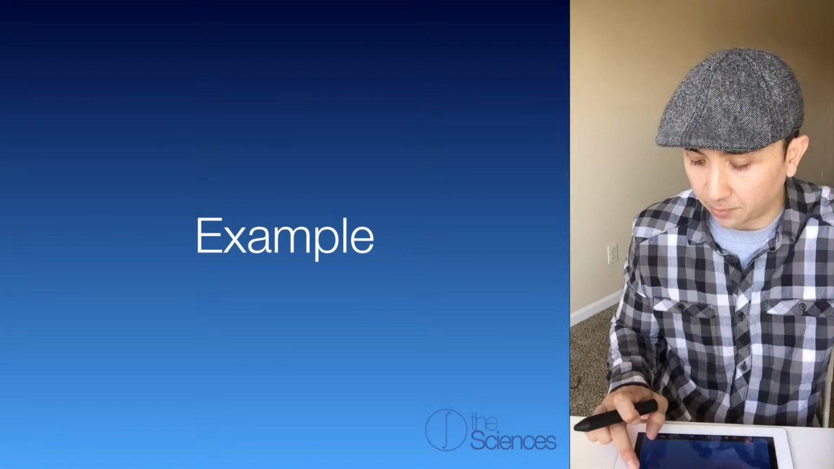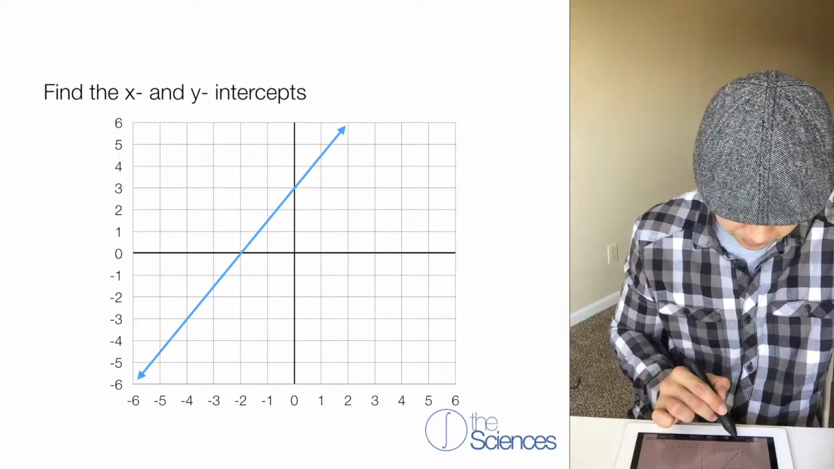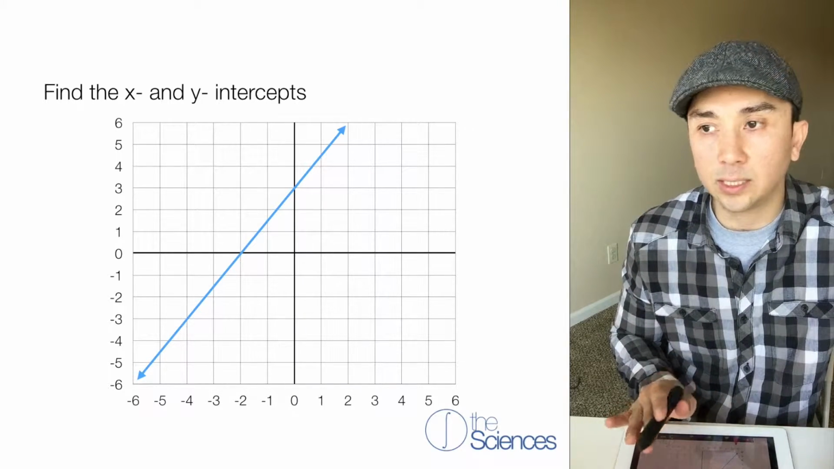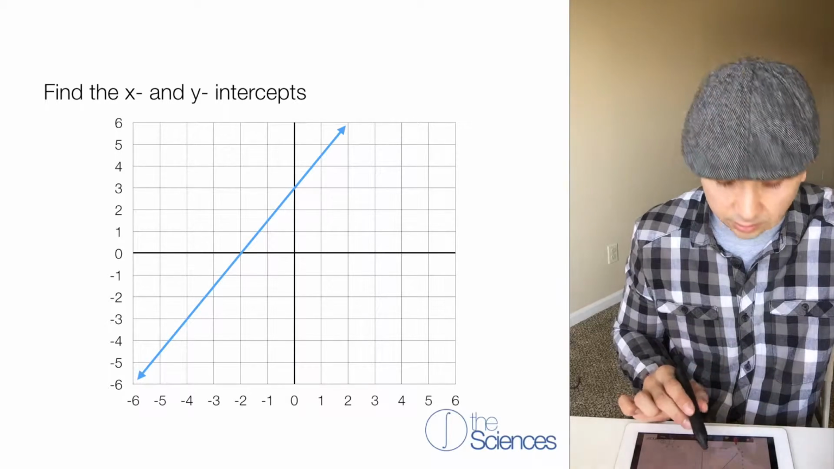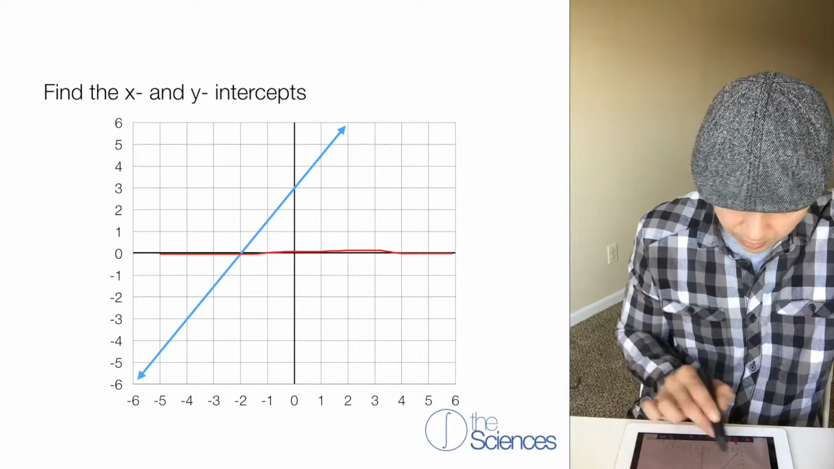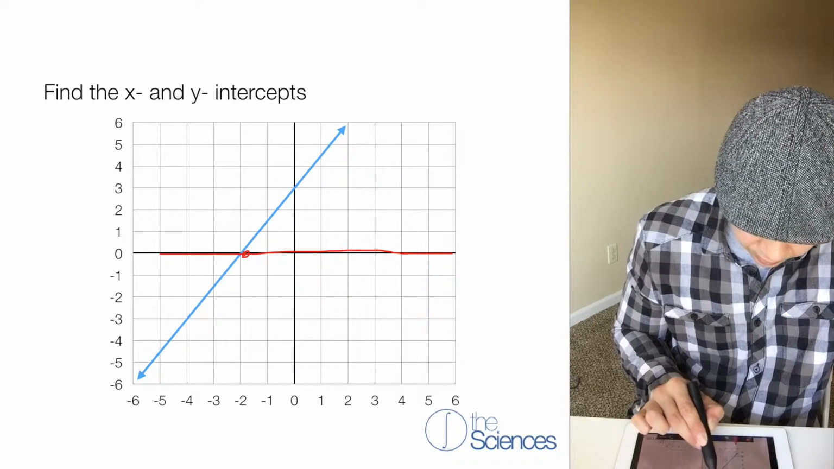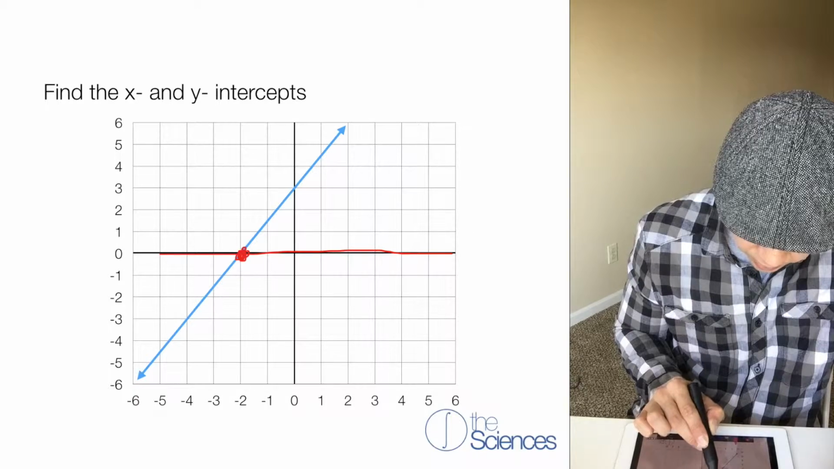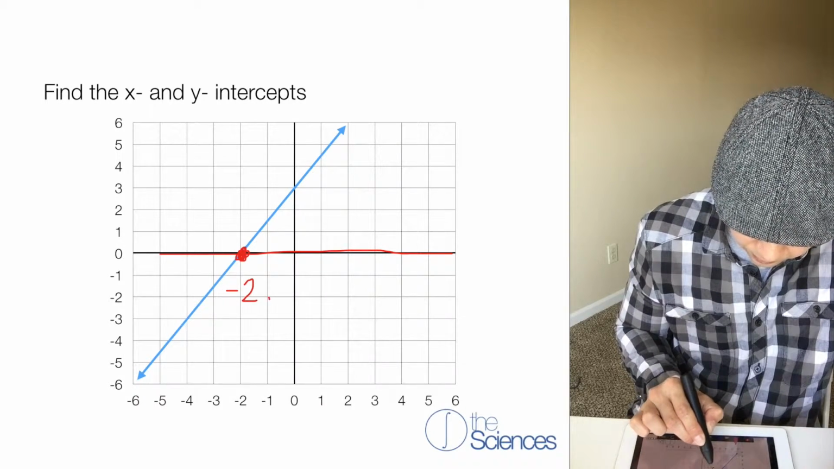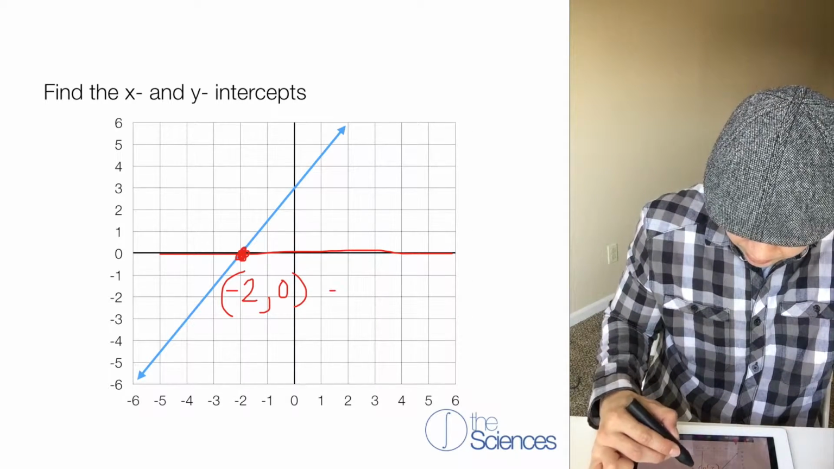So let's do an example. Let's find the x and y intercepts. The x-intercept is the point at which it crosses the x-axis. So we're going to go along the x-axis and find the point where it crosses it. Here it crosses the x-axis at point -2, 0. So that's the x-intercept.